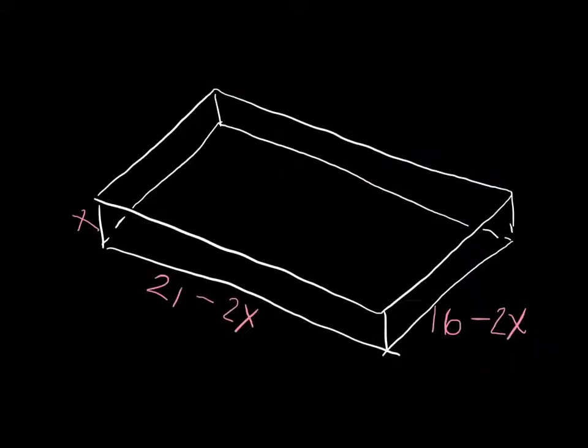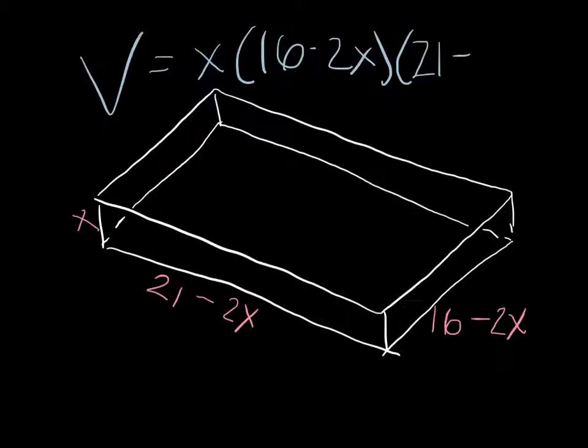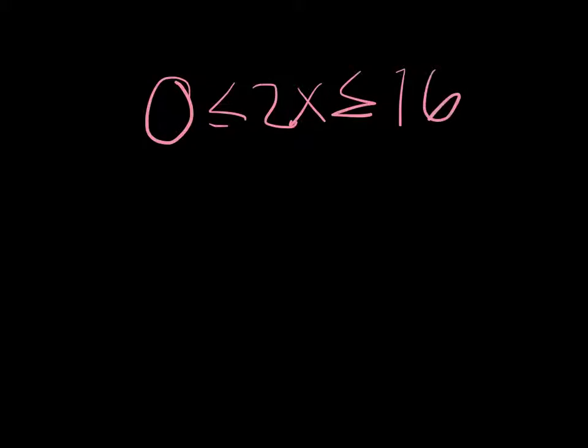Now, the quantity to be maximized is the volume of the box, V. Referring to the figure, we express V as a function of x. Volume equals x times 16 minus 2x times 21 minus 2x. Simply length times width times height. Also, since 2x is greater than 0 but less than 16, the domain of our function V, when we divide by 2, is between 0 and 8.